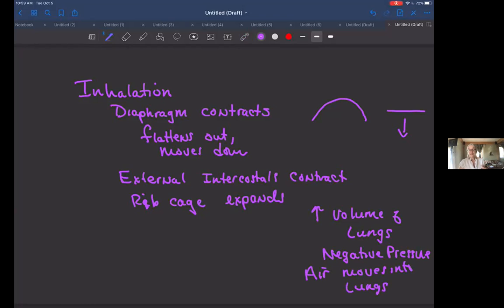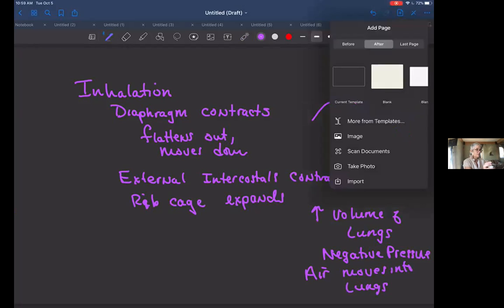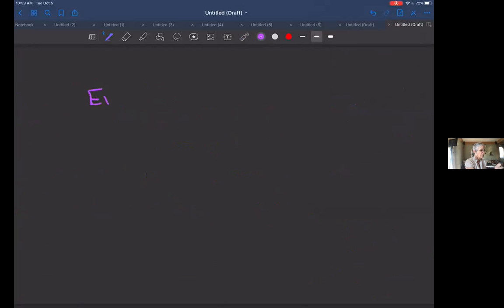So I think that the confusion sometimes comes in because when I feel like I'm inhaling, it just seems like it should be the opposite. Like my diaphragm should relax when I inhale and contract when I exhale, but that's not the way that it works. Okay, so let's look at the other one, exhalation.